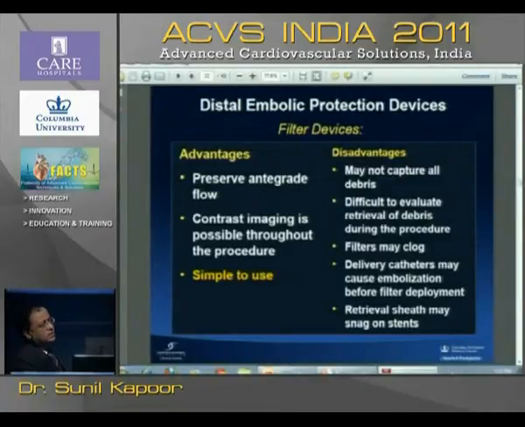Sometimes there may be a clogging of the filter. So you might have to come out with this filter and again put a new filter, because if it gets clogged, when the whole filter is filled with the debris, then you need to change the filter. Then delivery catheters may cause embolization before the filter deployment, and the retrieval sheath may snag on the stents.